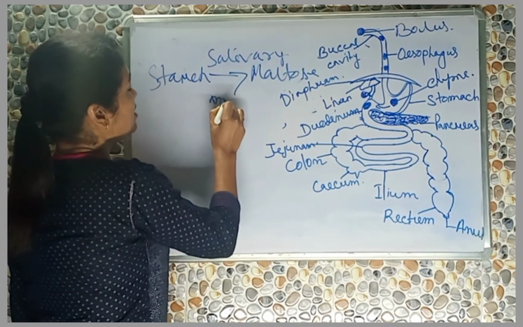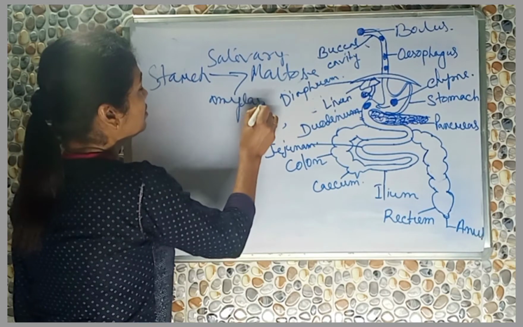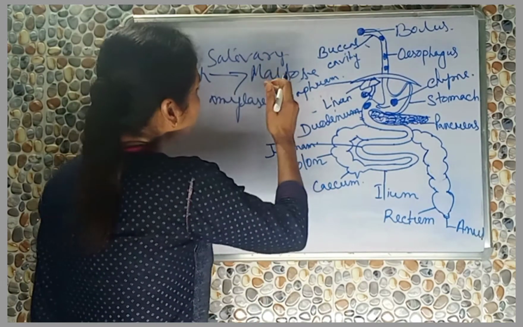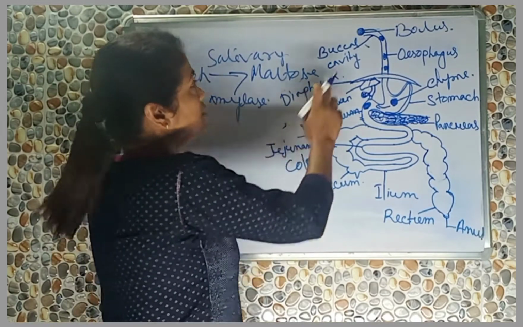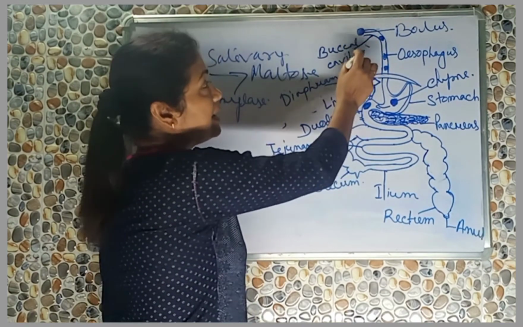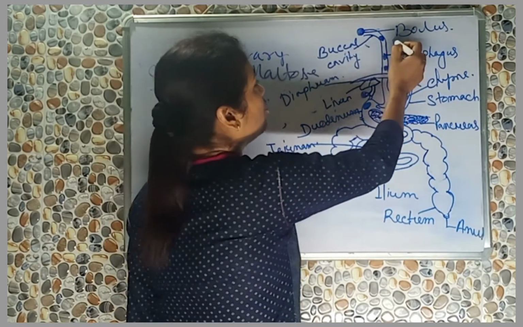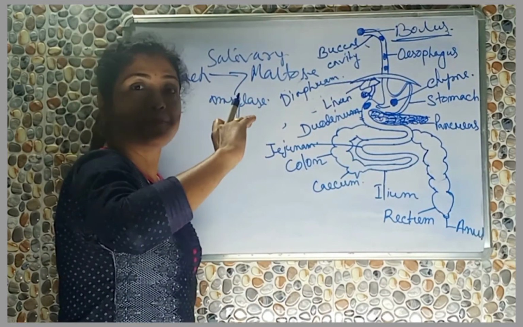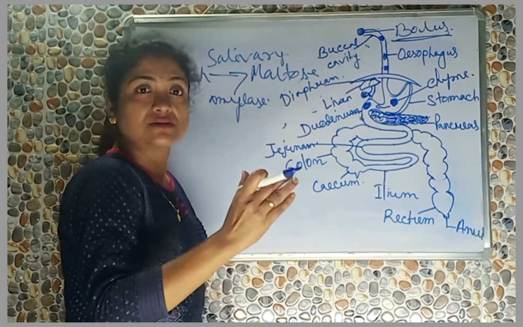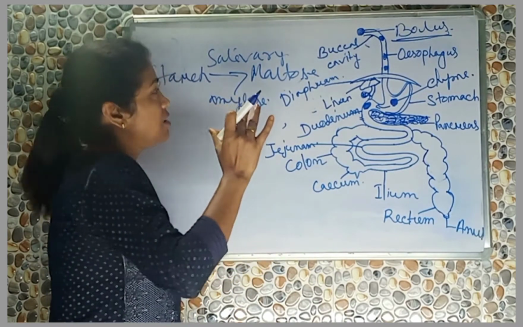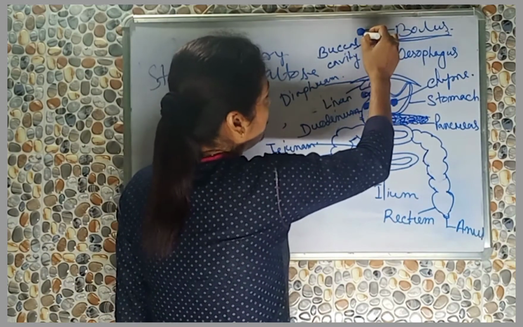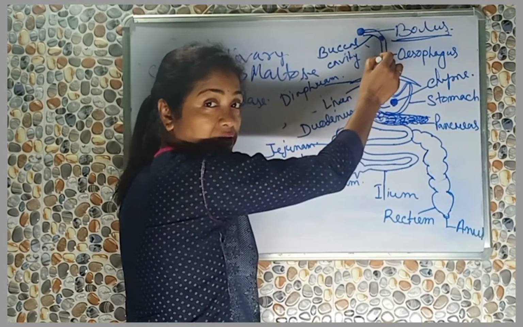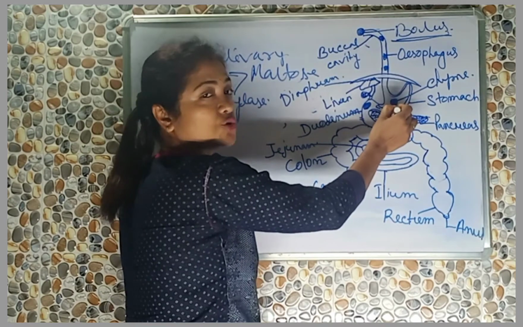So starch is broken down into maltose in the presence of salivary amylase and water. After digestion of starch, the food mixture inside the buccal cavity is known as bolus. And the saliva makes the food mixture slippery, and the food mixture moves down through the esophagus into the stomach.